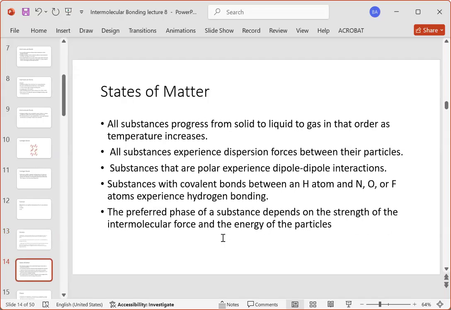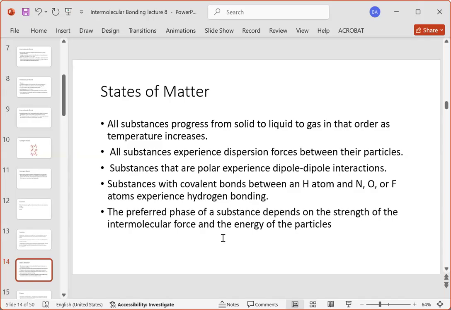All substances progress from solid to liquid to gas in that order, right? Sometimes it just moves from solid straight to gas and doesn't pass through the liquid. Sometimes we also move from gas straight to solid, without going through the liquid. There are names given to them. All right, we'll learn all of them and then move ahead.